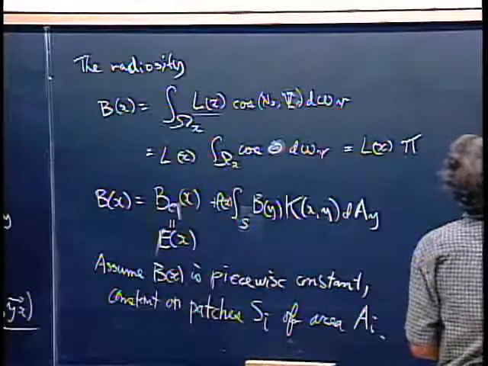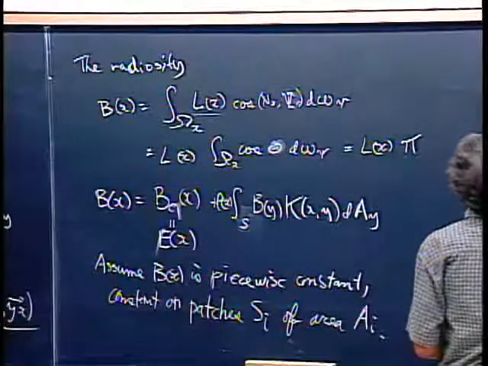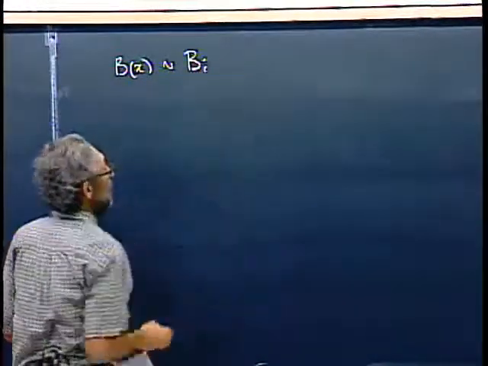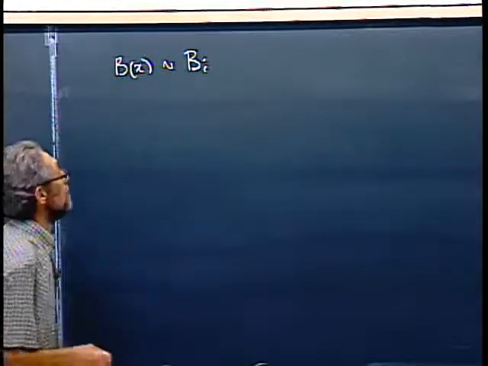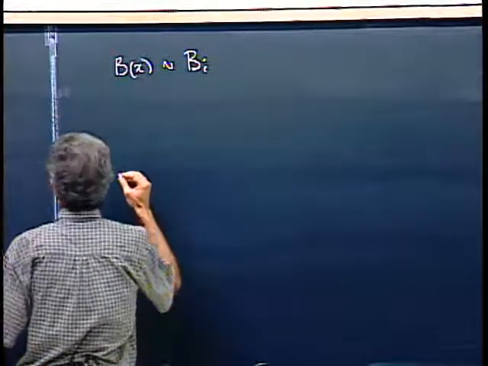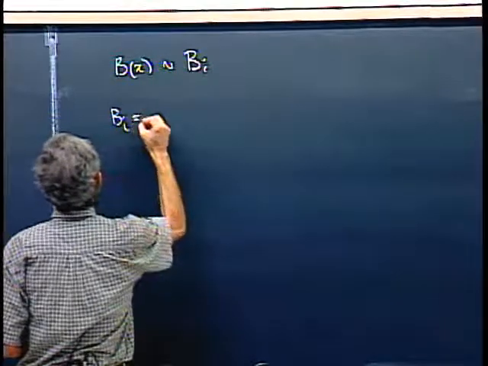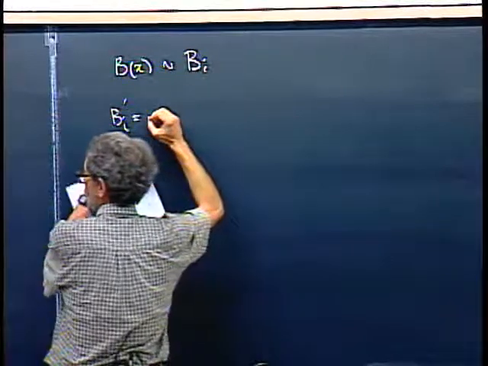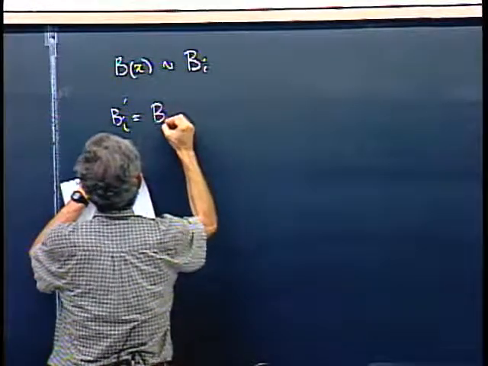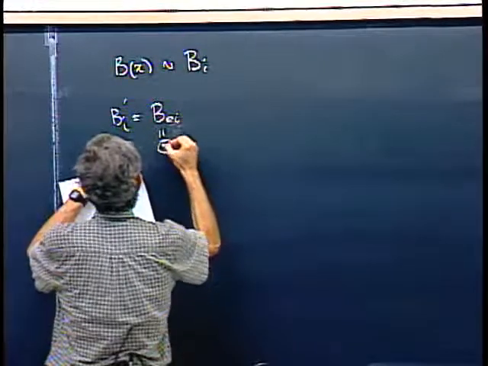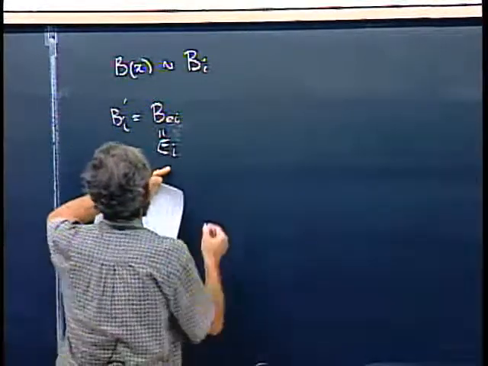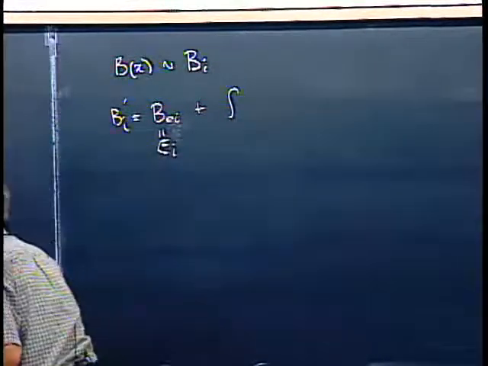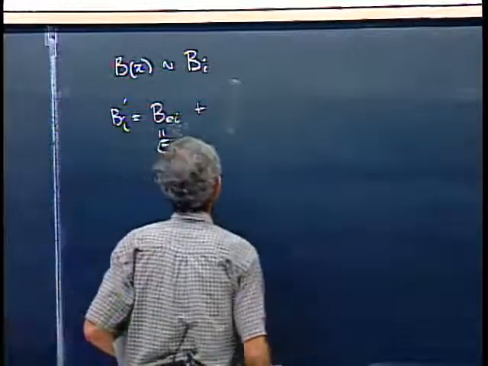Okay, so that means B of x is approximately equal to Bi, a constant on each patch. So that means we can rewrite this equation, Bi for the constant on the patch. Actually, in the book they call it Bi prime. I'll probably stop using the primes pretty soon. It goes Bei, which I'll probably start calling the emissivity of the patch, plus the integral. Well, let me put the rho. Actually, I'm going to assume rho is constant on each patch, too.